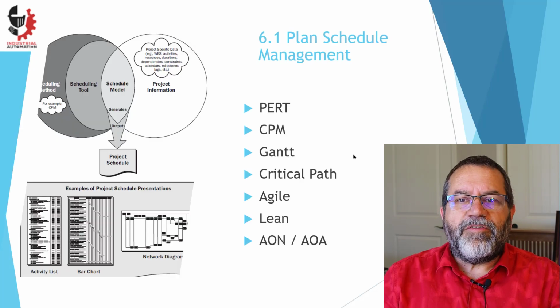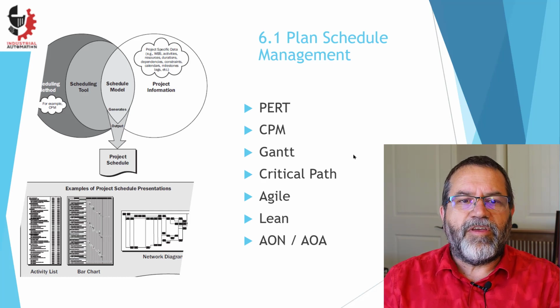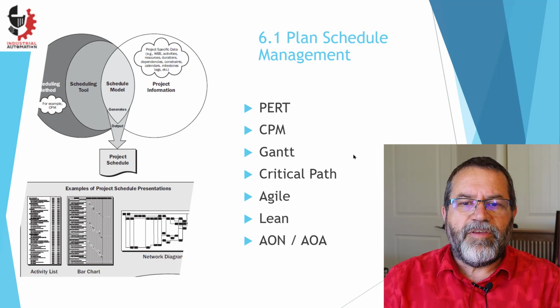In 6.1, it talks about schedule management, or planning how you're going to manage your schedule. You're going to come across a lot of different terms in project management, such as PERT, CPM, Gantt, critical path, agile project management, lean project management, and a couple other terms, AON and AOA.